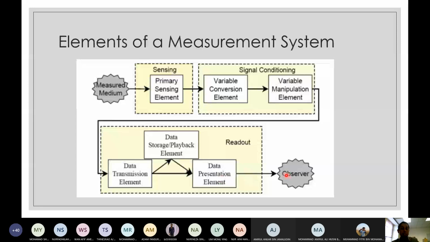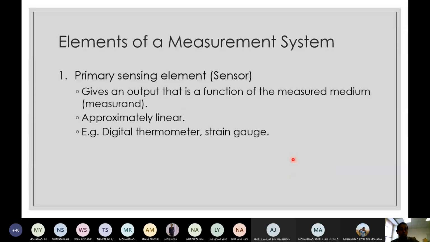Now let's look at the definitions in more detail. The primary sensing element, we call it a sensor. It gives an output that is a function of the measured medium, which we also call the measurand, and it is approximately linear. What is meant by approximately linear? That means if the value goes up, the sensor should also have a higher reading. If the value goes down, the sensor should have a lower reading. It should be around proportional, so that our reading makes sense. Examples are a digital thermometer and a strain gauge.